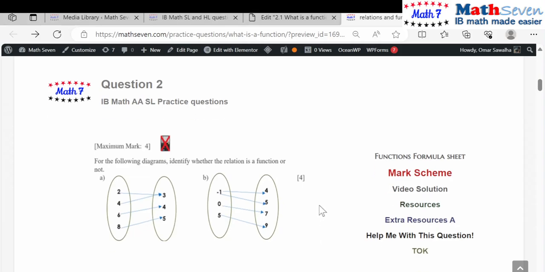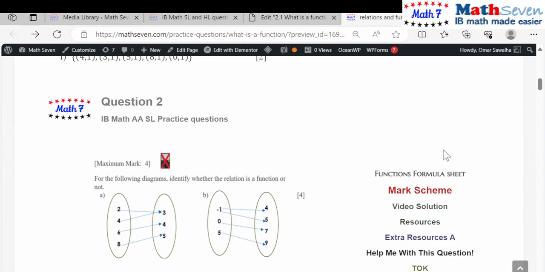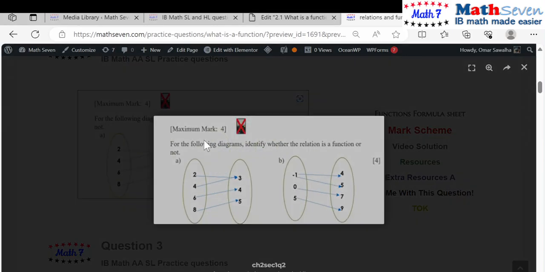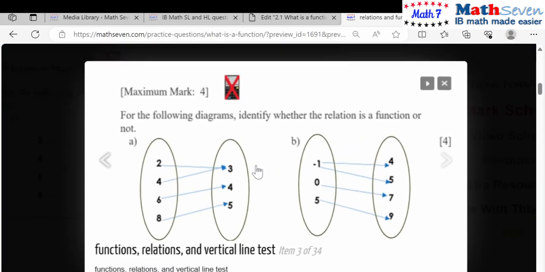Okay, students, if you look at question number 2, now this goes like this. For the following diagrams, identify whether the relation is a function or not. So let's make this bigger a little bit.